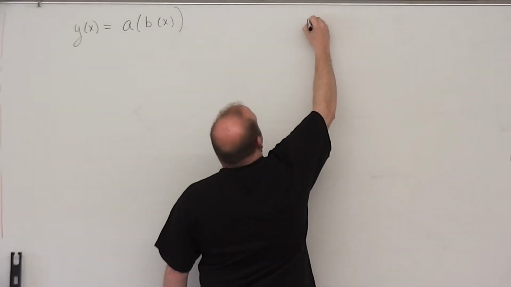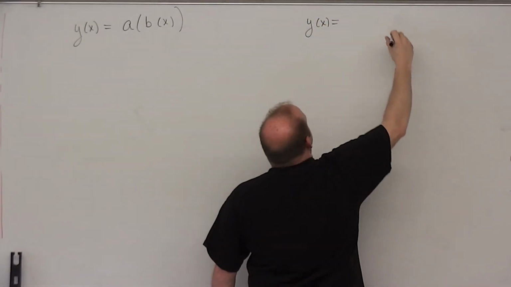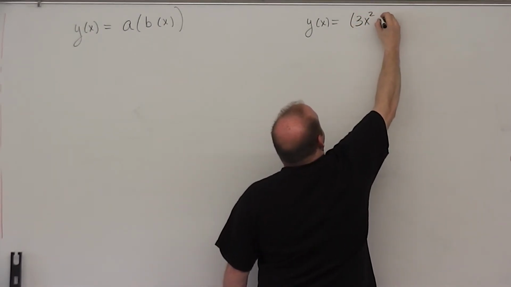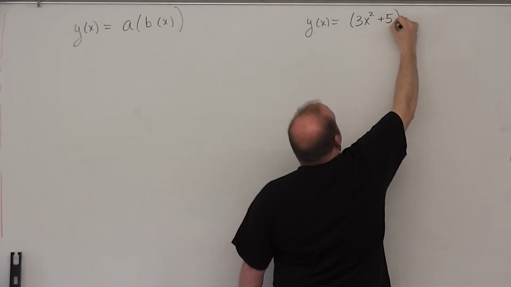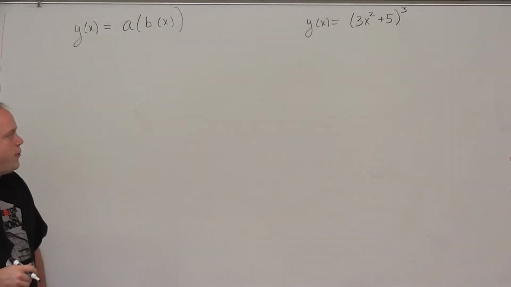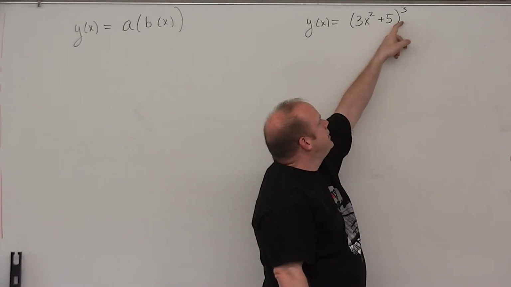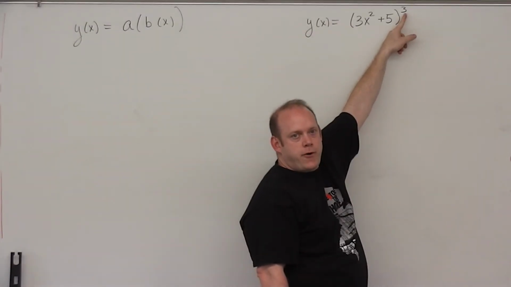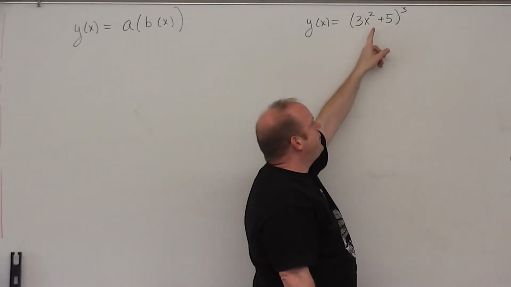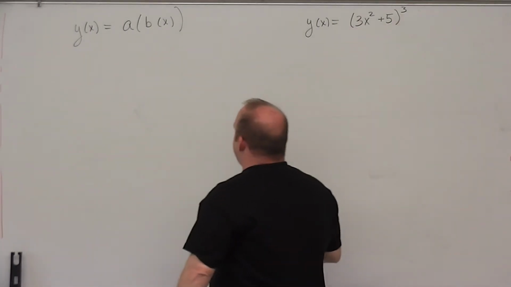So let's just say my specific example here will be 3x squared plus 5, cubed. What I have in here is this function nested inside a cube function. So I'm taking x, I'm squaring it, multiplying it by 3, and adding 5 to it. That's my b of x. My a of x then is cubing it.